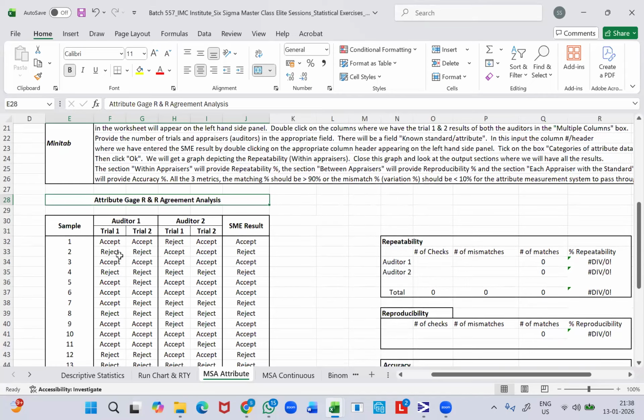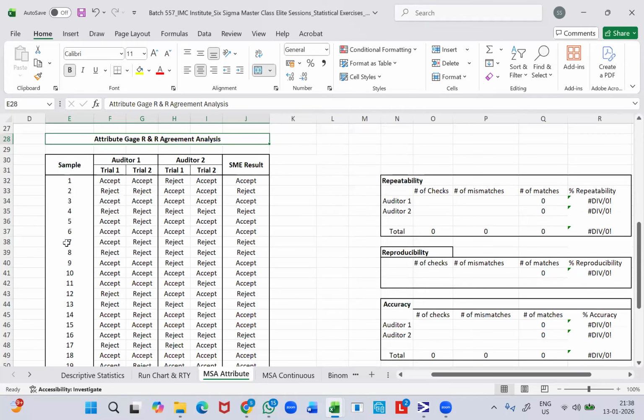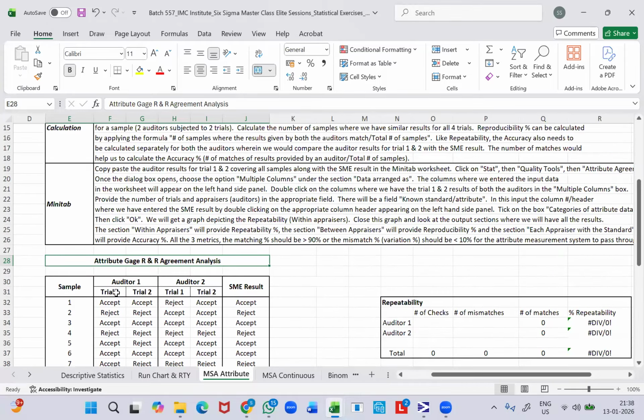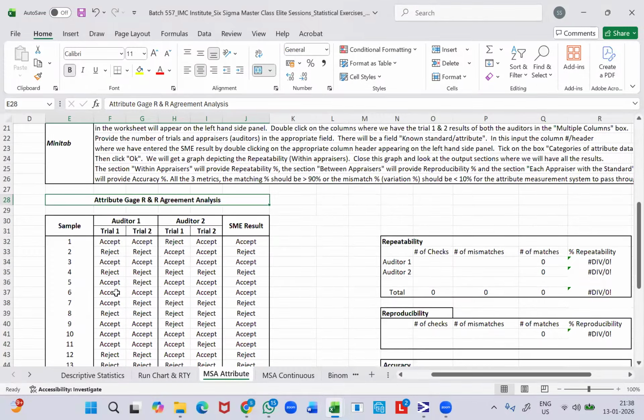So both the auditors will inspect all the 30 sample units for the first time. That is what we would call trial one. And they will also provide the results. So how to interpret these results? When they say accept, it means the sample unit is non-defective. When they say reject, it means the sample unit is defective. Again, I repeat, when they say accept, it means that the sample unit is non-defective. When they say reject, it means that the sample unit is defective. Clear? So that is the meaning of accept and reject.